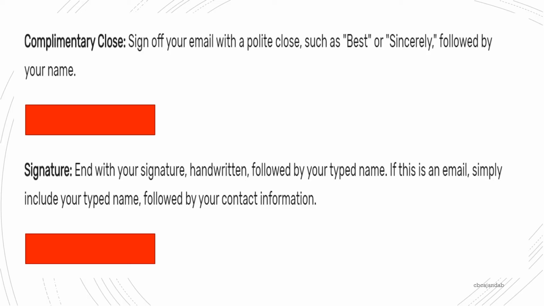After the complimentary close, sign off your email with a polite close such as sincerely yours, very truly yours, cordially yours, and many more samples searchable online. Then this part should be followed by your name with electronic signature or handwritten, followed by your typed name, then followed by your contact information if it is to be sent through email.